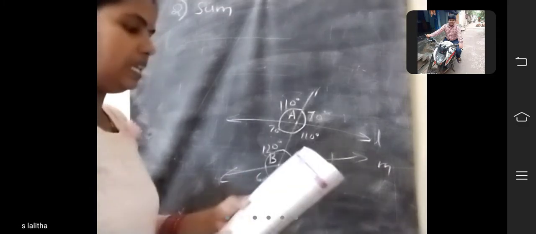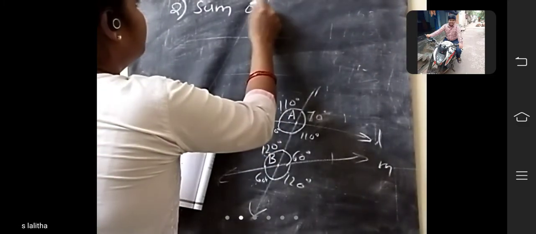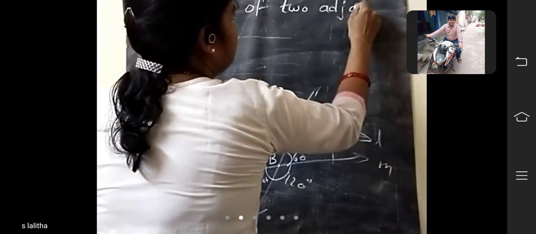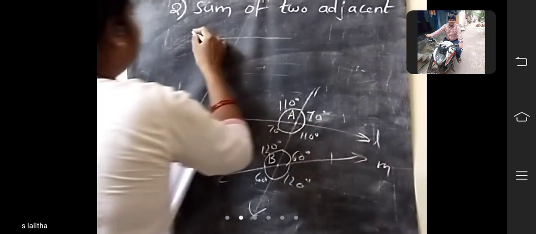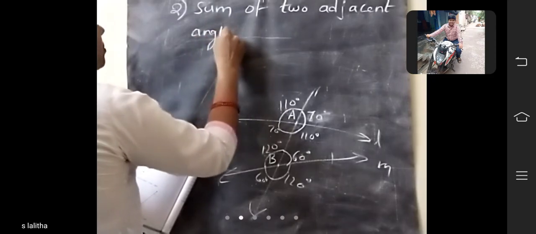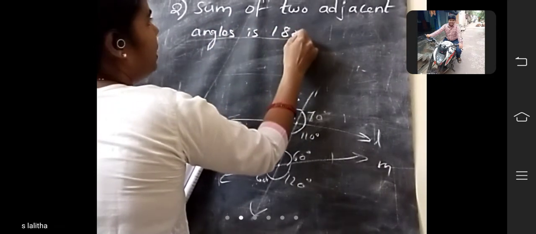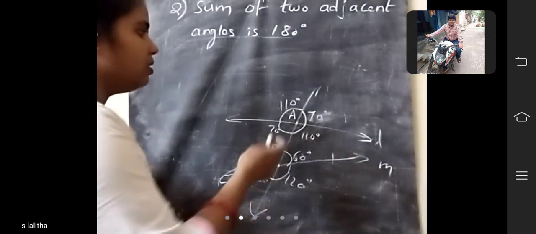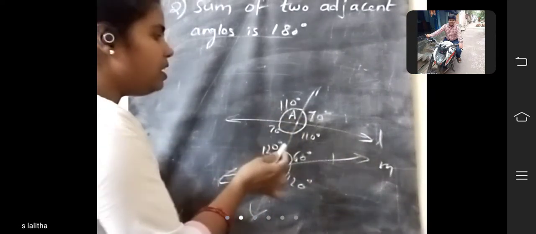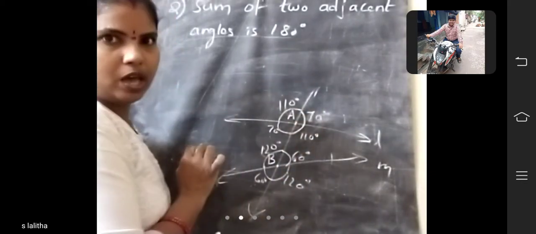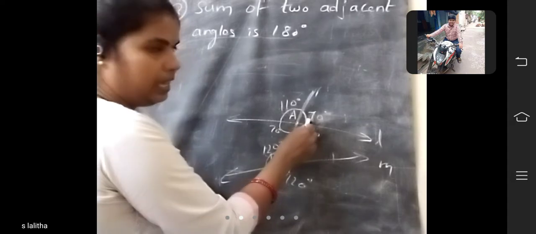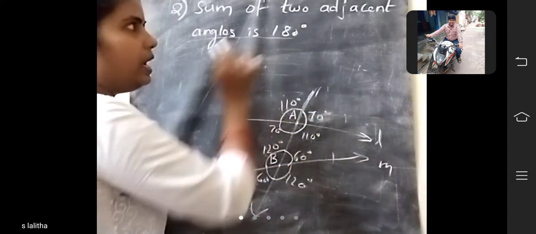So what is the second answer? Sum of two adjacent angles is 180 degrees. So you know, adjacent angles means what? Adjacent angle means having a common arm. Having a common arm means adjacent angle. So this is the common arm for these two angles. You can add these two angles, 180 degrees.